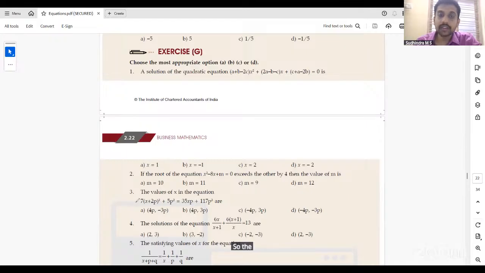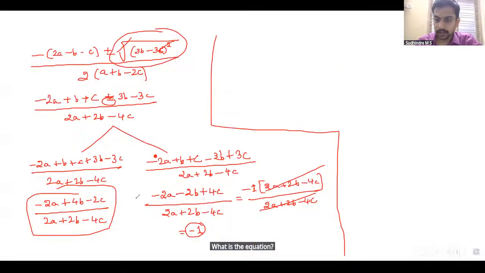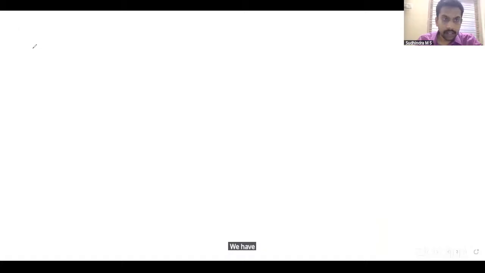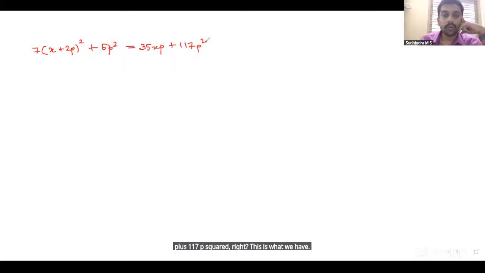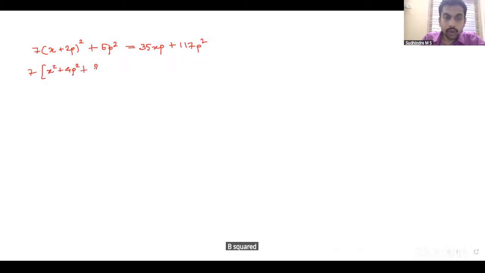So the values of x in this equation, that is what we are supposed to find out. What is the equation? We have 7 times x plus 2p the whole square plus 5p square is equal to 35xp plus 117p square. Right? This is what we have. Now, how do I simplify this? A plus b the whole square formula. A square plus b square plus 2 into a into b.